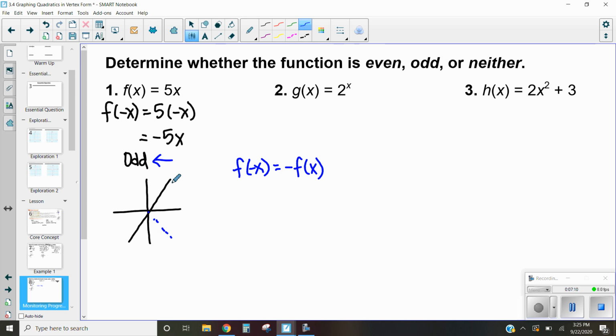Okay, I want you to take a second and do number 2 and number 3 for those next 2 examples. When you finish, unpause the video and we can go over them together.